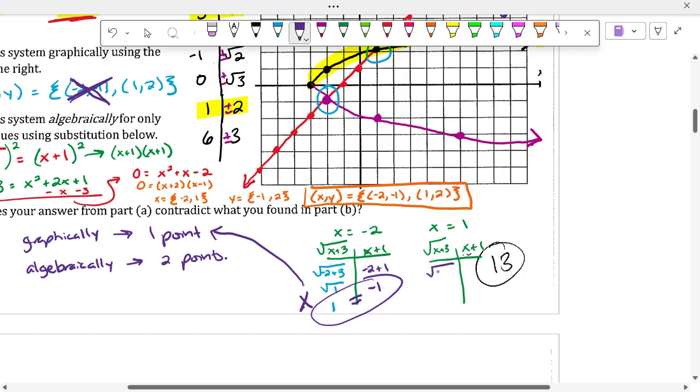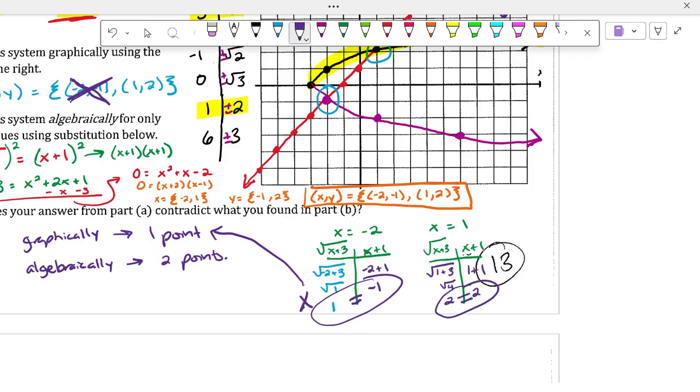Whereas if I plug the 1 in, I would have 1 plus 3, which is square root of 4, which is 2. And then 1 plus 1 is still 2. So those are equal. So this is true. But the other one is not.